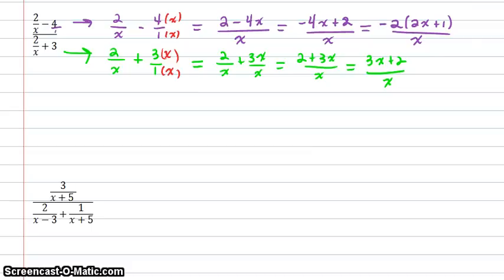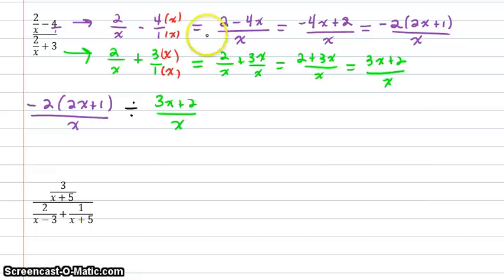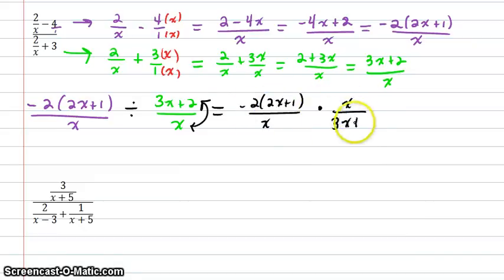Okay, so I'm going to take my numerator, negative 2 times 2x plus 1 over x, and I'm going to divide it by my denominator, 3x plus 2 over x. Remember, that's the same as if I were to multiply and flip the second one. So that's negative 2 times 2x plus 1 over x times x over 3x plus 2.